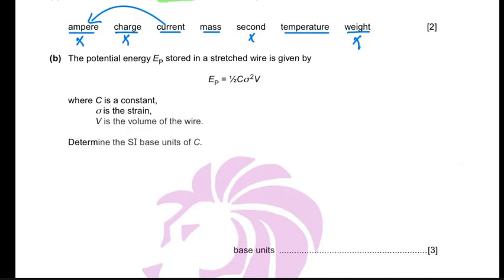Right now, the potential energy stored in a stretched wire is given like this: EP is equal to half k σ² V. So this is the strain, the constant, and this is the volume. Strain, I just told you, has no unit, because strain is extension over length. Extension is in meters, length is in meters, so they cancel.